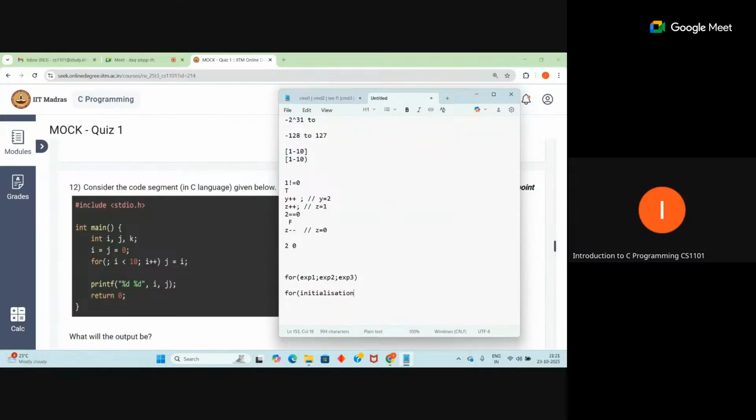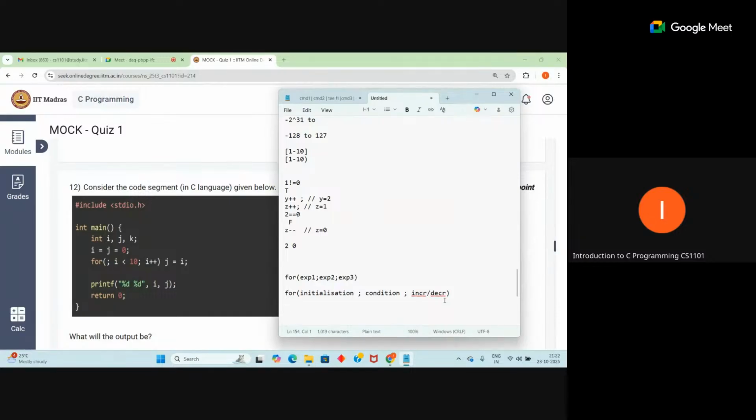semicolon, then condition checking, then increment or decrement. This is how we define the first statement. Whatever you write in expression 1 is nothing but initialization statements. After that, we write a condition checking: how long we need to execute this. After each iteration, what we want to do, we specify in the increment and decrement part.